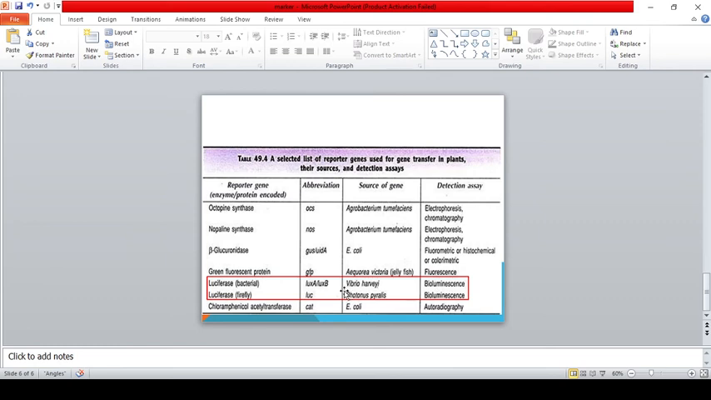And the abbreviation, at one time in GATE and DBT examination, they asked this abbreviation. You should not confuse the abbreviation. For example, for bacterial, the abbreviation is LuxA or LuxB. But for firefly, it is LUC. Then the last one is chloramphenicol acetyltransferase. The abbreviation is CAT. The source of this gene is E. coli. The method of detection is autoradiography.